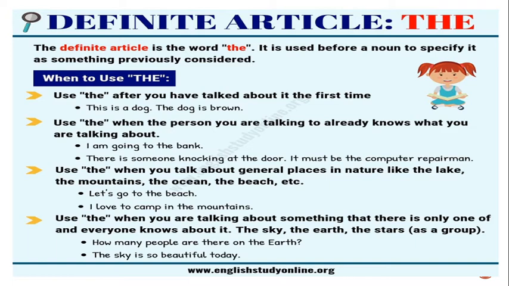Next, we have to use 'the' when you are talking about something of which there is only one and everyone knows about it: the sky, the earth, the stars.